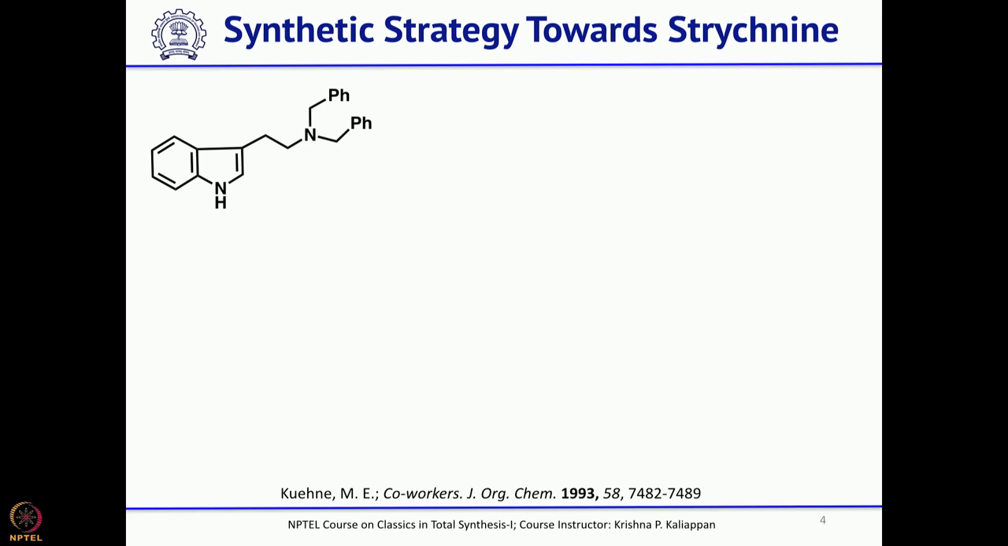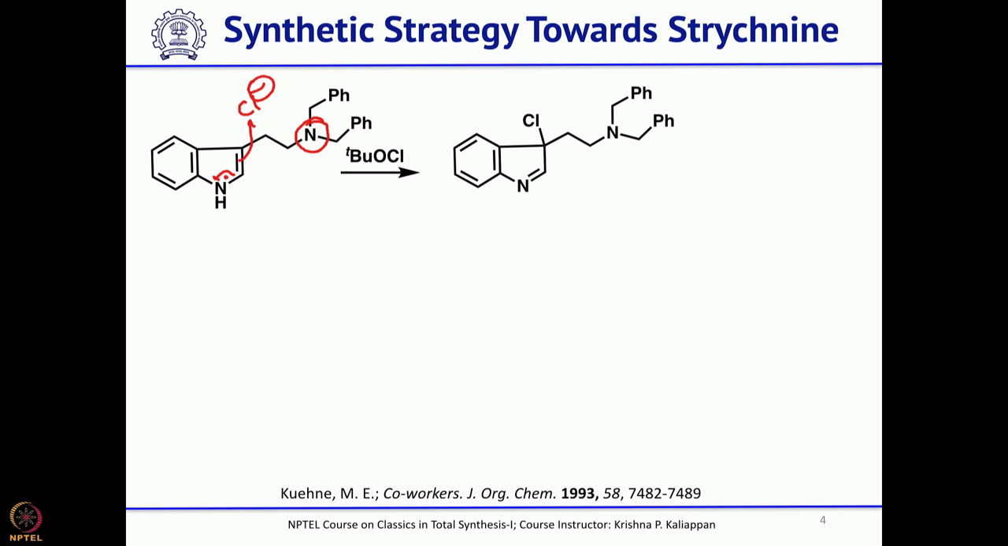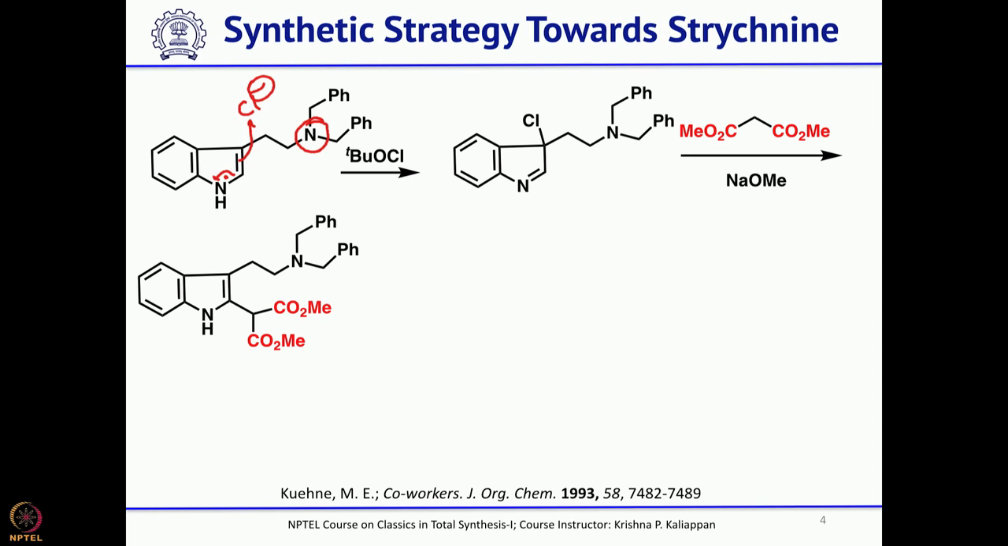He started with this tryptophan. Tryptophan is NH2. Then he treated it with tert-butyl hypochlorite. Tert-butyl hypochlorite is known to introduce chlorine here. So that way you get the chlorine here. Now you treat with dimethyl malonate and sodium ethoxide. That will give you the CH(CO2Me). What you do not need here is one CO2Me, and one benzyl group you do not need.